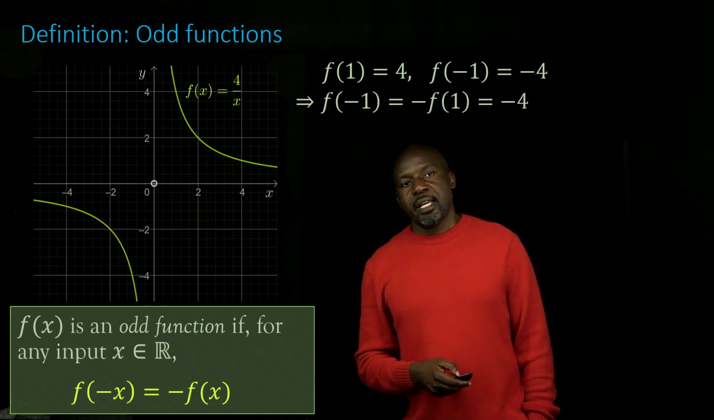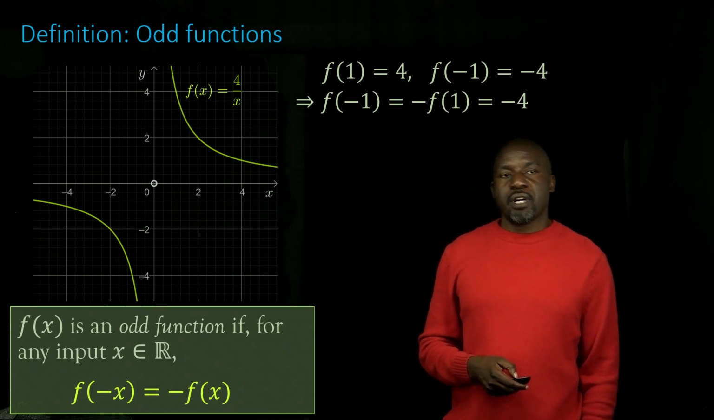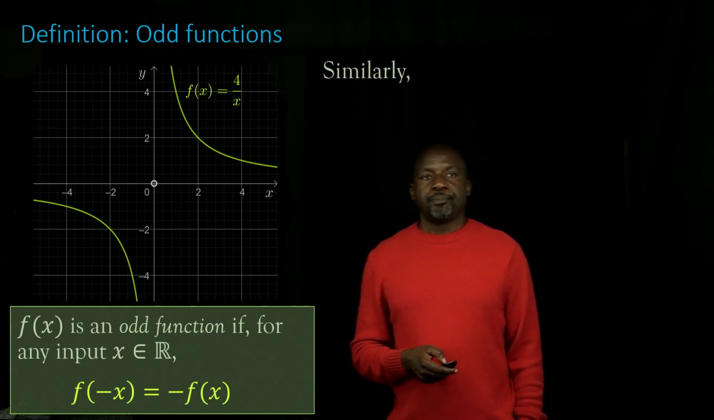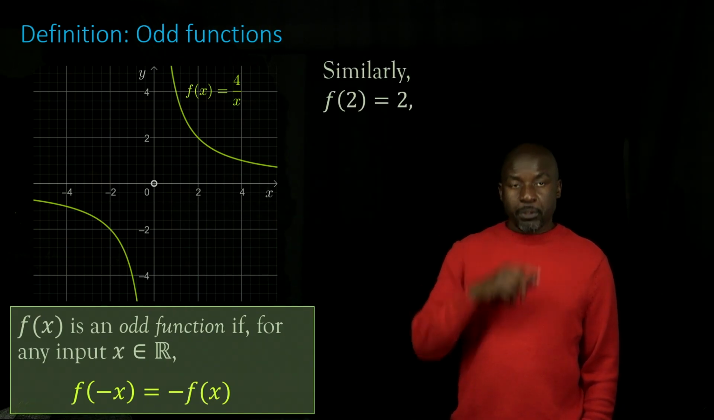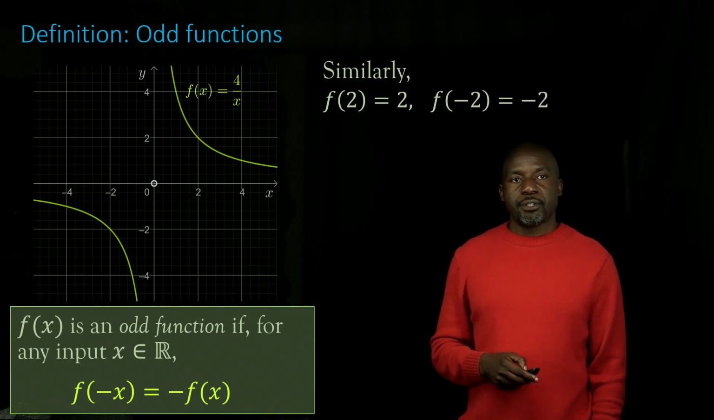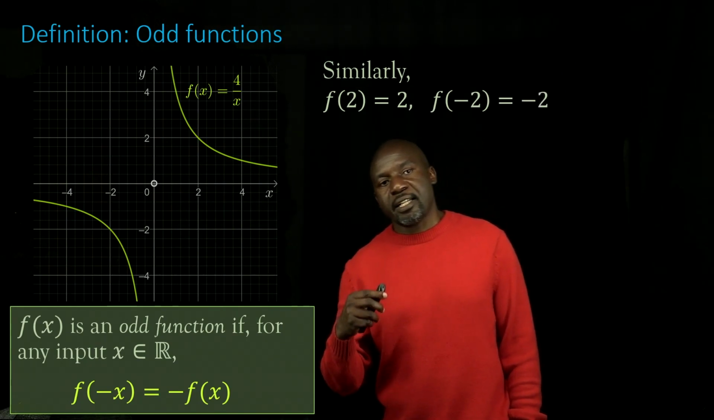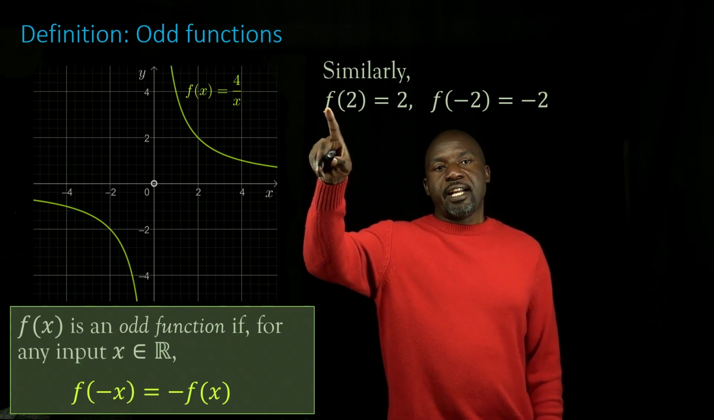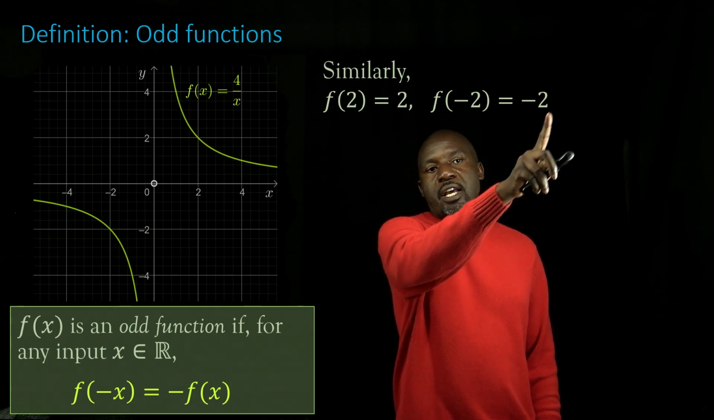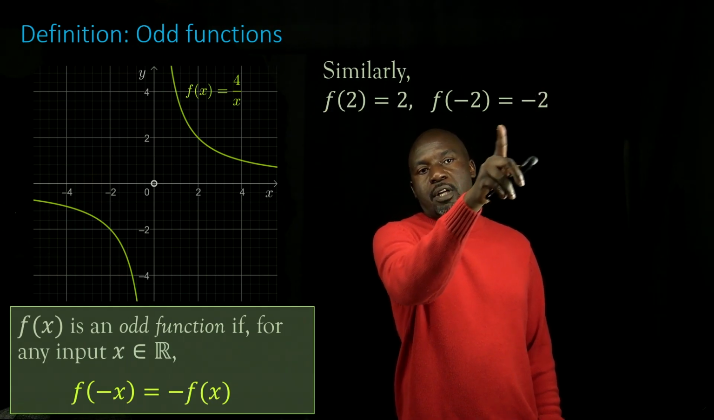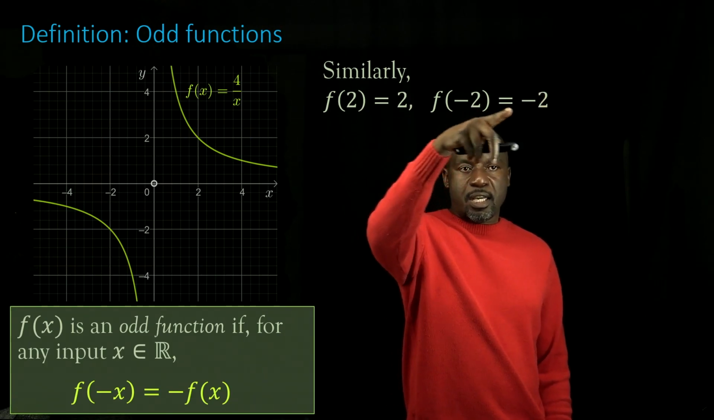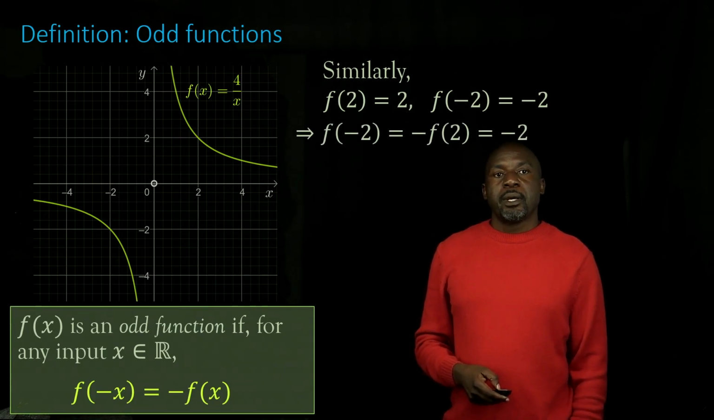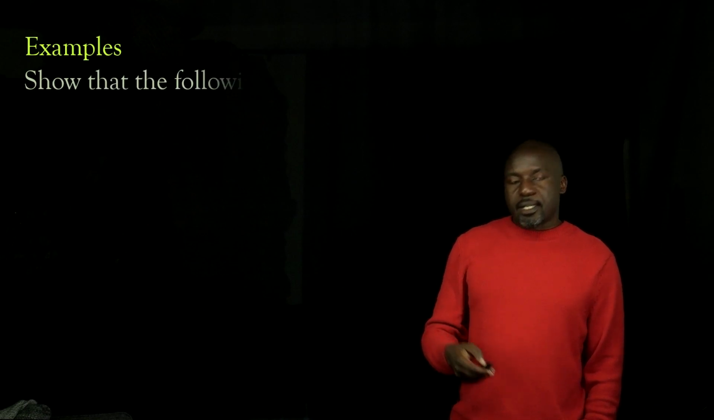Okay? Similarly, f of negative 1 is the same as the negative of f of 1. Similarly, f of 2 is 2, while f of negative 2 is negative 2. So f of 2 is the negative of f of negative 2, or f of negative 2 is the negative of f of 2. So f of negative 2 here, which is this, is the negative of this, so negative 2. Okay? Right?